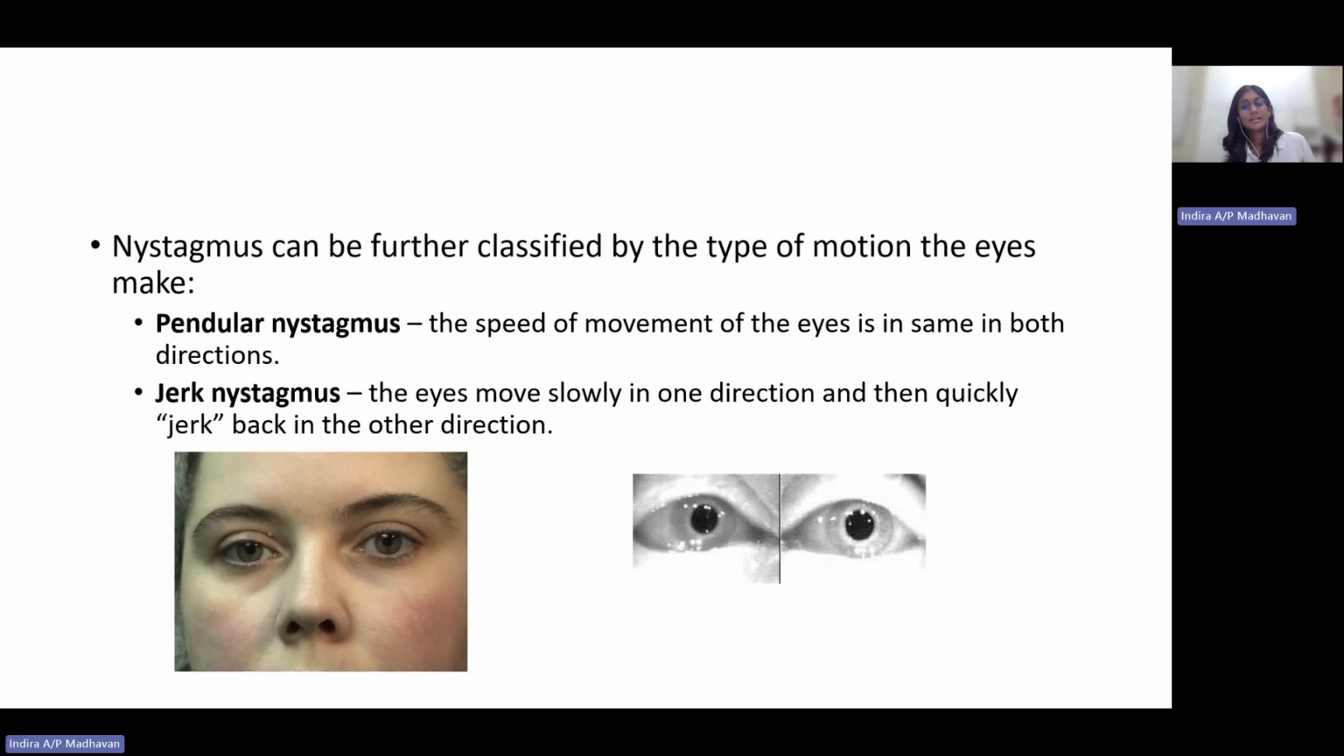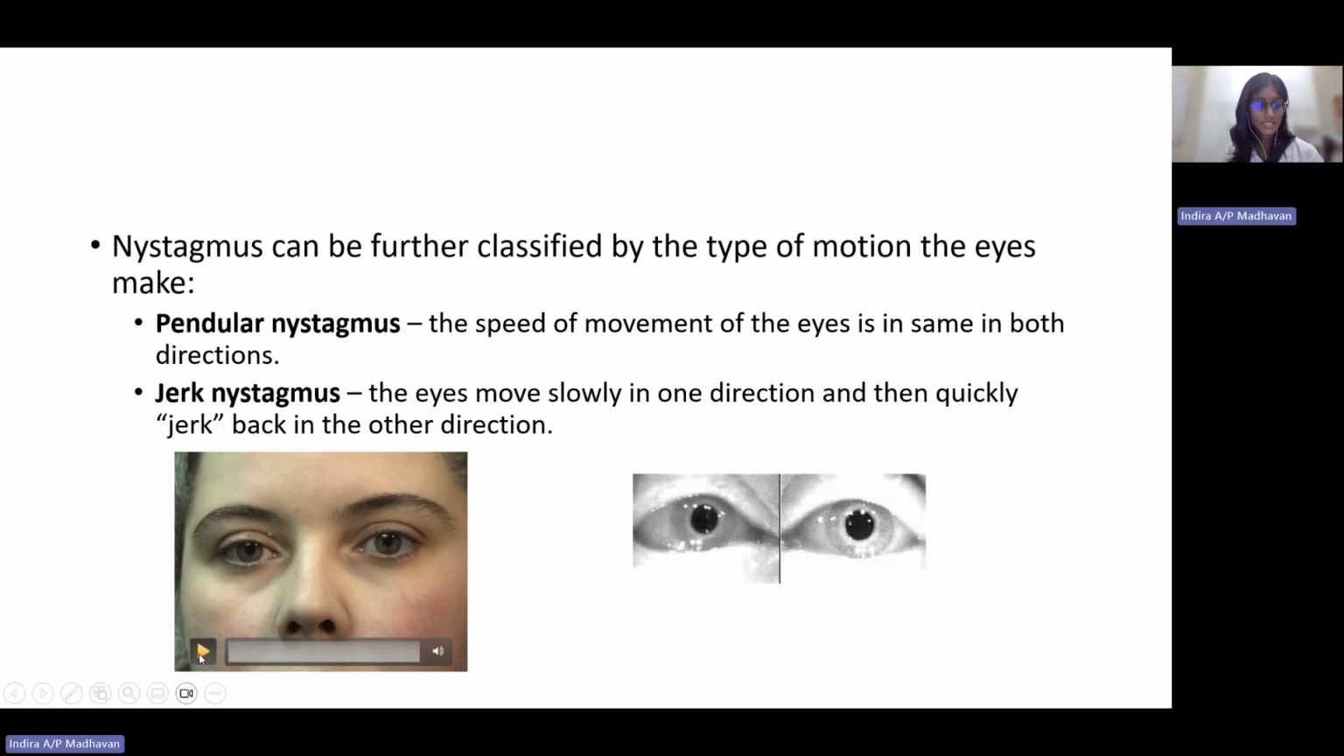Next one is classification of this nystagmus based on the type of motions that they make. Okay, so there are two classifications. One is pendular nystagmus, and another one is jerk nystagmus. First I'll show you the video of this.